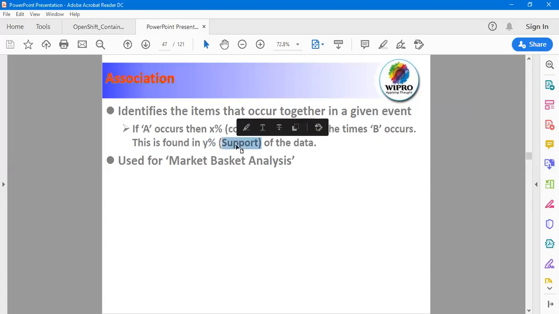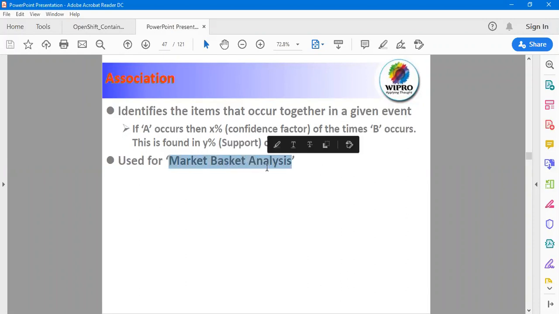For example, if there are 100 data items, A will occur in say 20% of data items, right? Since it is from 100, 20% means 20. But if you are calculating from 1000, then the figure would not be 20, it will be something else, right? So that 20 percent is the support of the data. For 1000, 20% of the data is the support, whereas out of 100, 20 is the support of the data. This is also known as market basket analysis.